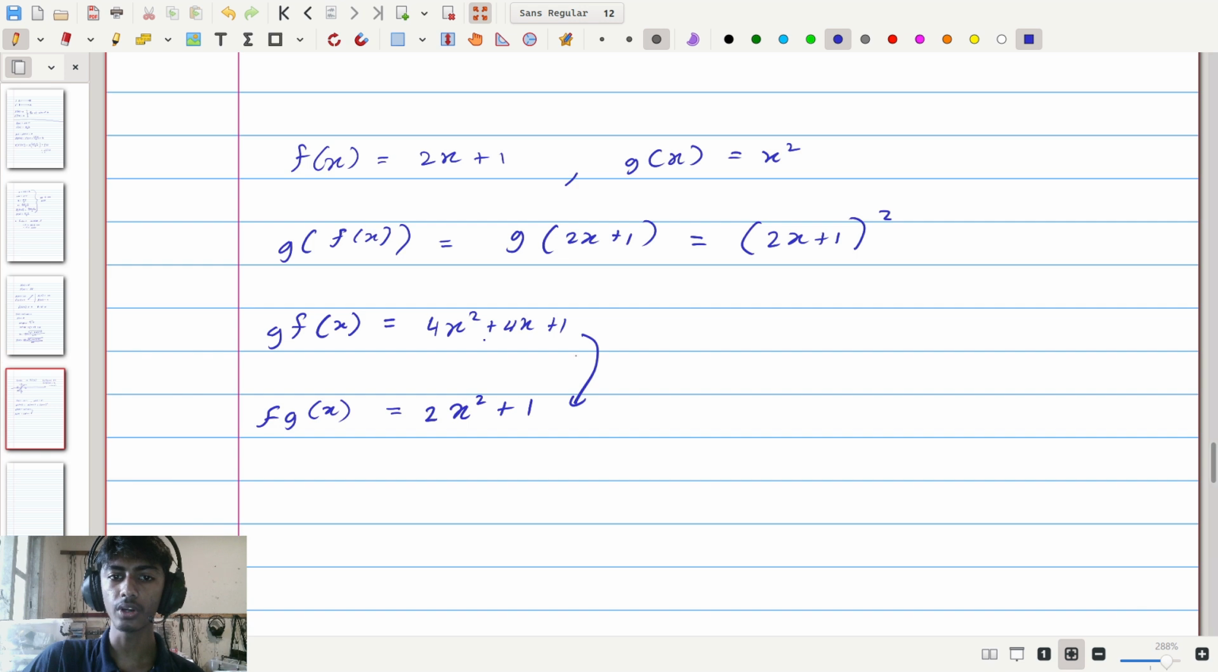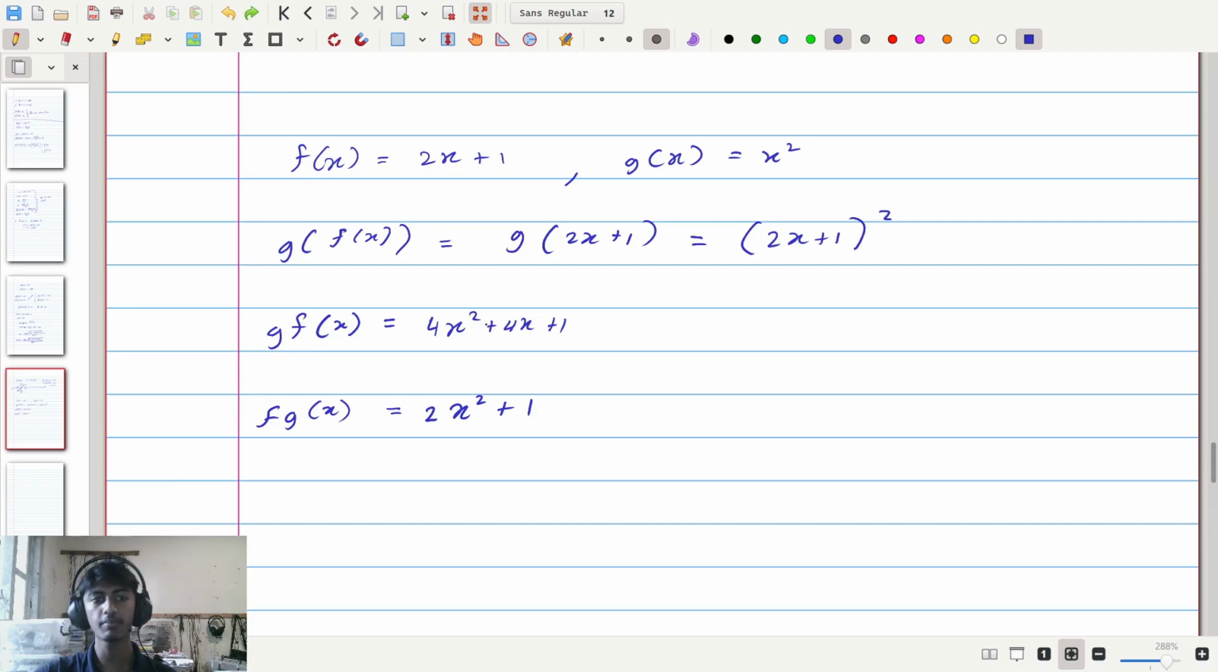And note that these two are not the same. They are not necessarily the same. They could potentially be the same if the two functions are the same, but they will not necessarily be the same. G of f of x is what happens when you take the output of f of x and plug it as the input of g of x. F of g of x is what happens when you take the output of g of x and plug it into f of x.